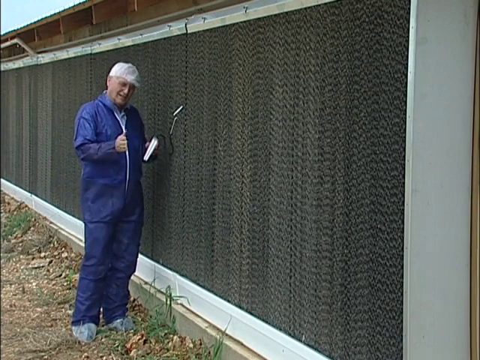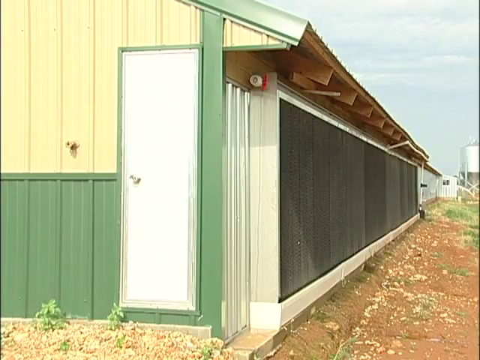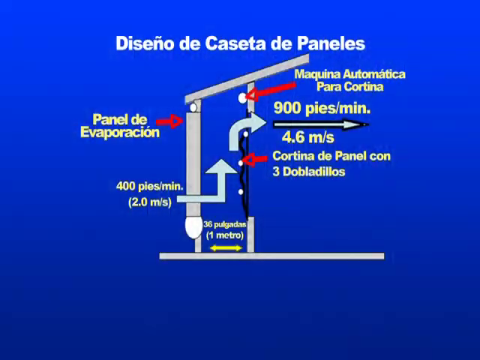Now, when you install it on this doghouse, the minimum distance from the side of the house to the face of the pads has got to be 24 inches. We recommend 36 inches so you'll have plenty of room to get in there.